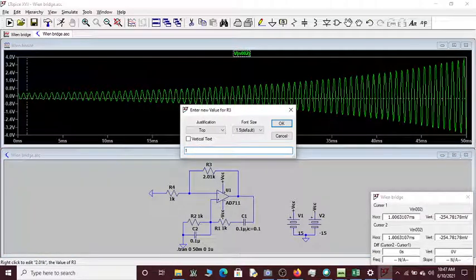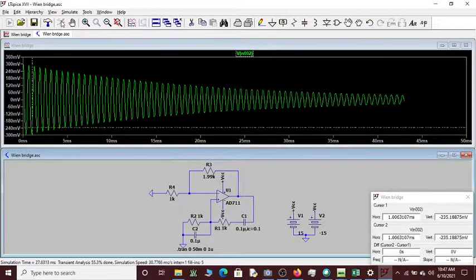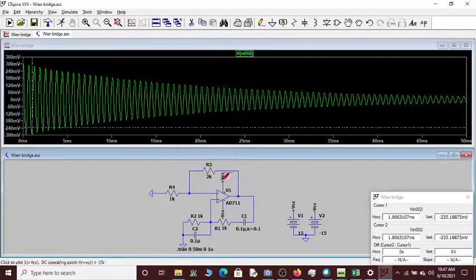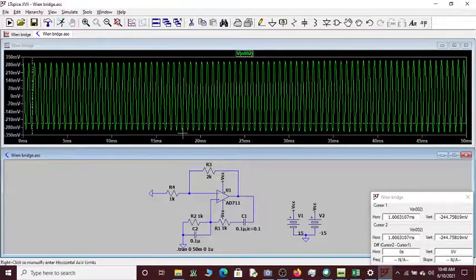This is 1.99K. The system will be underdamped. See, now it's an underdamped system. If you make the gain exactly equal to 3, because 2K will make the gain 3, you see it's now a purely oscillating system. So a single system can be made to operate in 3 different conditions: stable, critically stable and unstable.